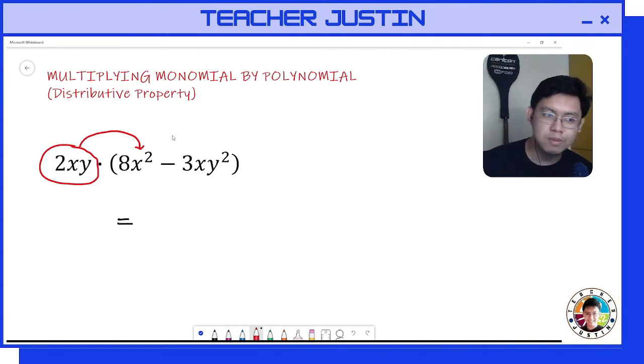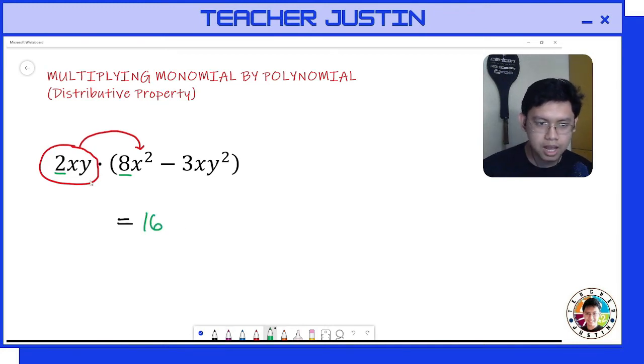And again, when we multiply a monomial by a monomial, we multiply the coefficient by the coefficient and the variable by the variable. Again, when we multiply the variable by the variable, we perform the product rule, wherein we copy the base and then add the exponent. Okay, so here we have 2xy multiplied to 8x squared. So let's multiply the coefficient by the coefficient. So 2 times 8, that is 16.